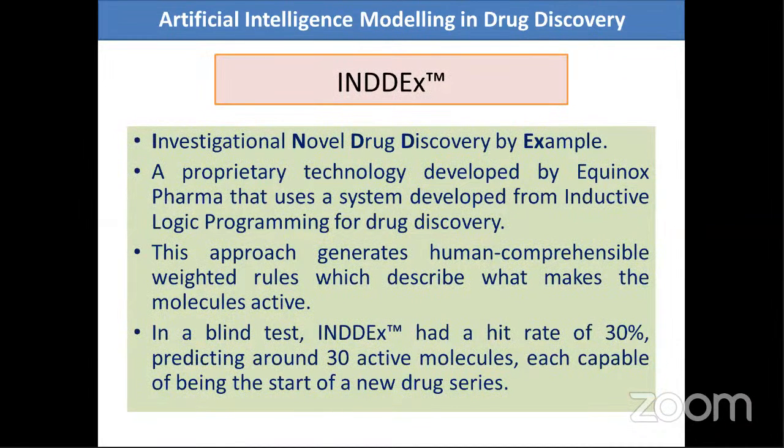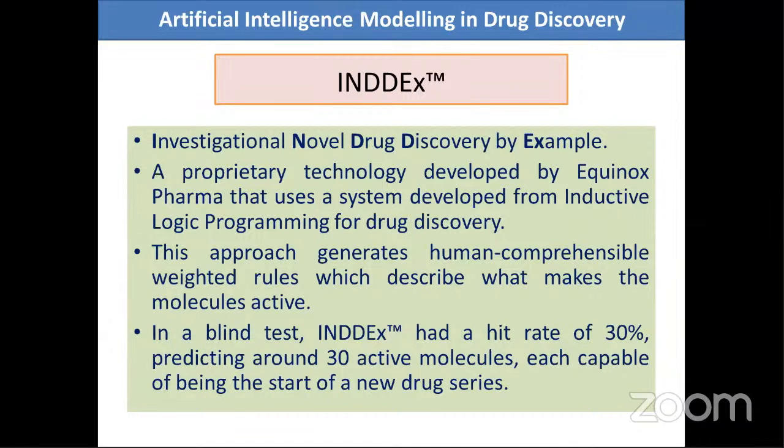So now I am giving one example with artificial intelligence, how our software works with that. There is one software for investigational novel drug discovery. This is a very commonly used drug discovery software. The approach of this particular software is to identify the active molecule for a particular set of ligands.